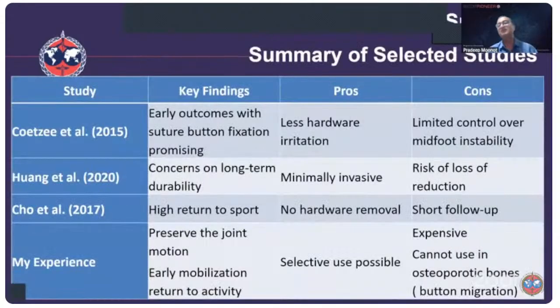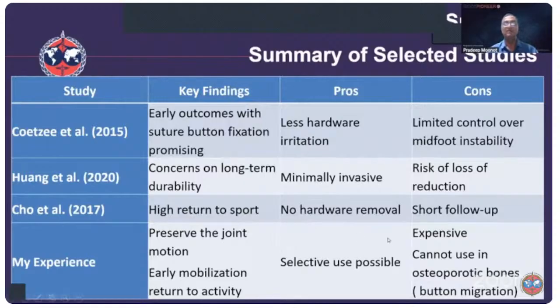So a summary of the selected studies from the literature: Kotsi was the one who started in 2015, showing early outcomes with suture buttons, less hardware irritation, but limited control over midfoot instability. Huang and Chua as well, again minimally invasive, no hardware removal, but again short follow-up. And as we saw in the literature from previous speakers as well, you cannot compare all or go through individual studies. You need to look at your own data, how they are doing and what you are doing as well.